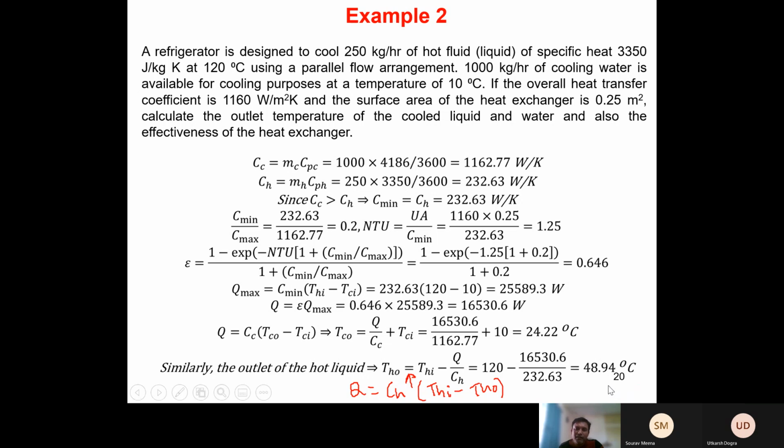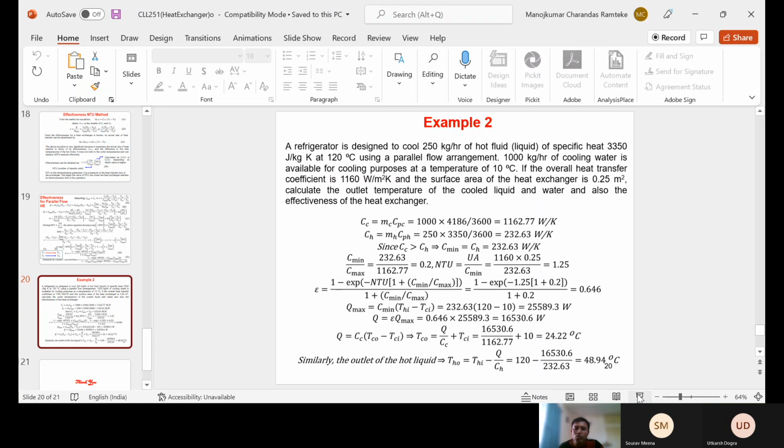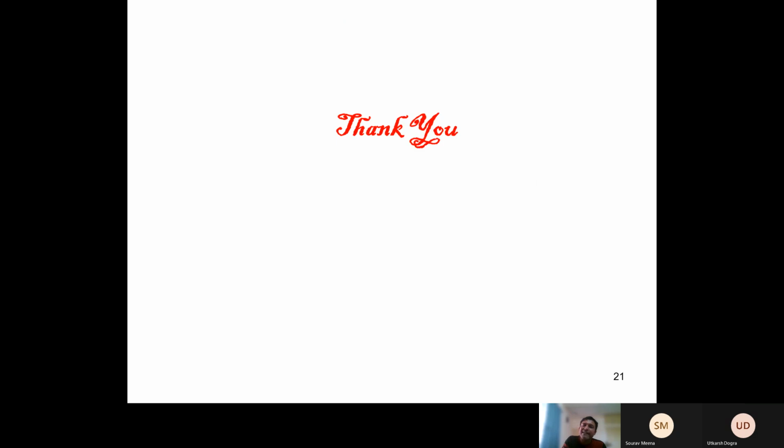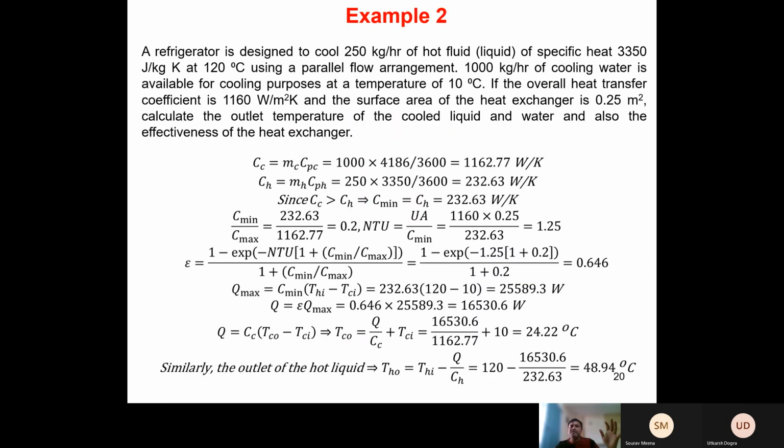So is it clear? Everything is clear to everyone? Whatever we have discussed today? Okay, so this is the last slide of this heat exchanger design.